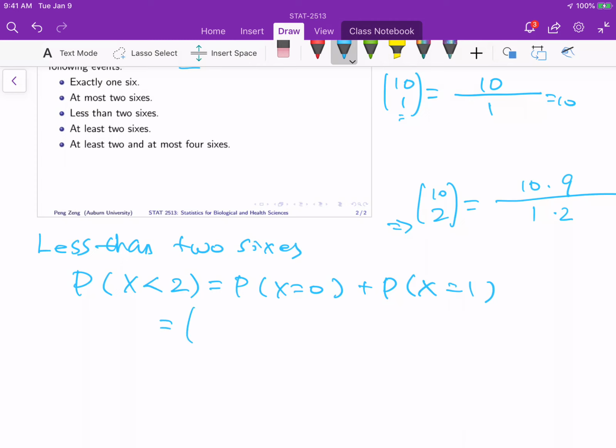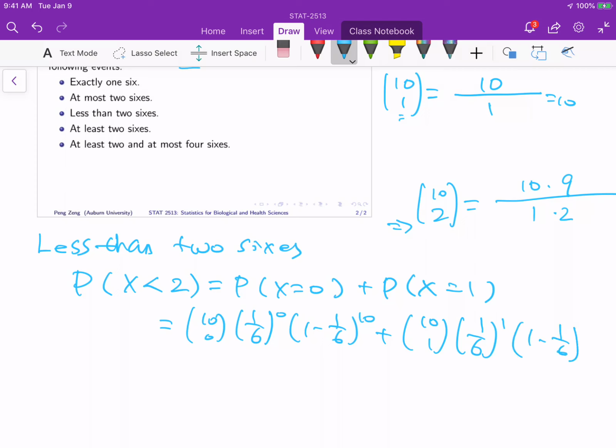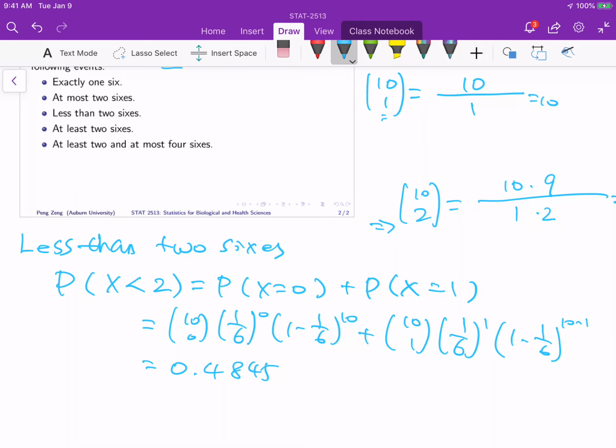So basically, this is 10 choose 0, 1 over 6 to the power of 0, 1 minus 1 over 6 to the power of 10, plus 10 choose 1, 1 over 6 to the power of 1, 1 minus 1 over 6 to the power of 10 minus 1, right? And so you can do the calculation and you get the probability will be 0.4845. You can fill in the details by yourself.